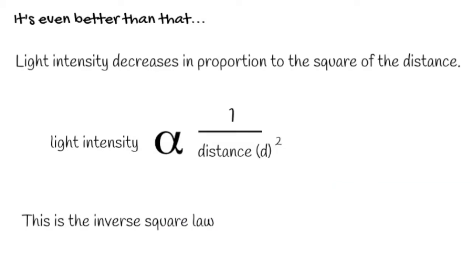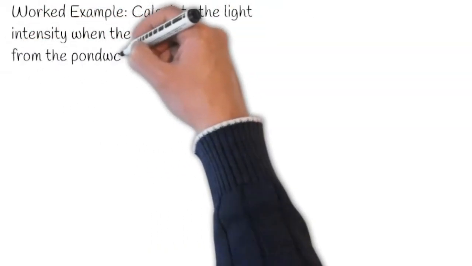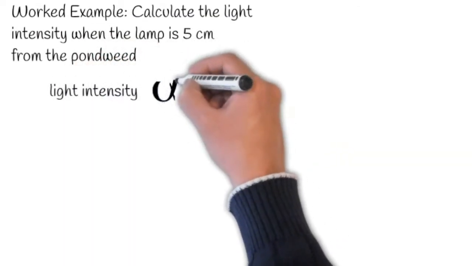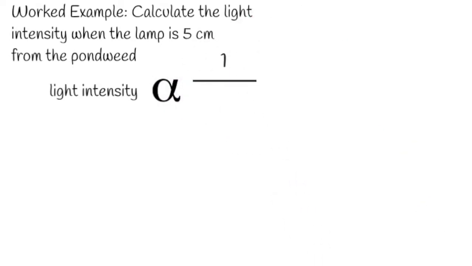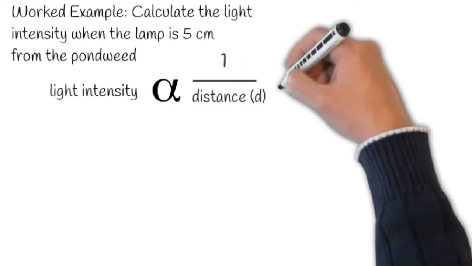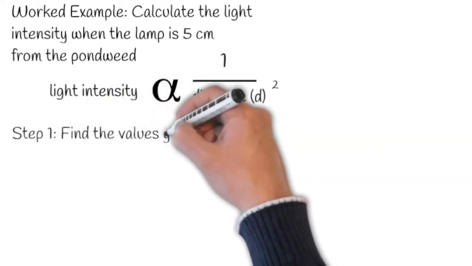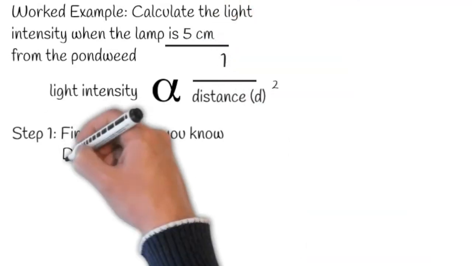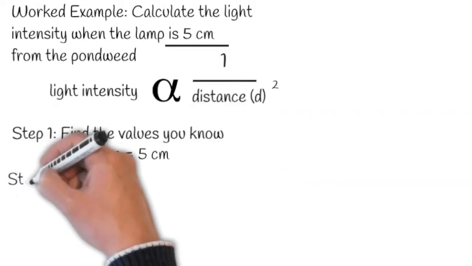Now, let me explain what this actually means in terms of a worked example. Calculate the light intensity when the lamp is 5 centimeters from the pondweed. So we remember that light intensity is proportional to 1 over distance squared, as we previously said. The first thing we need to do is find the values that we know. In the example here, the light is 5 centimeters from the pondweed, so the distance is equal to 5 centimeters.